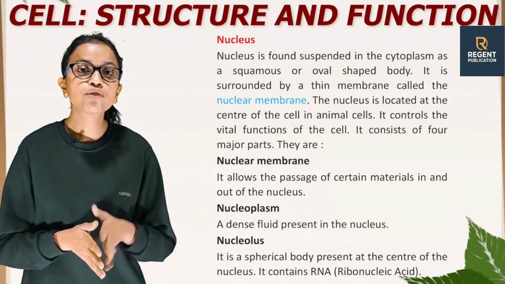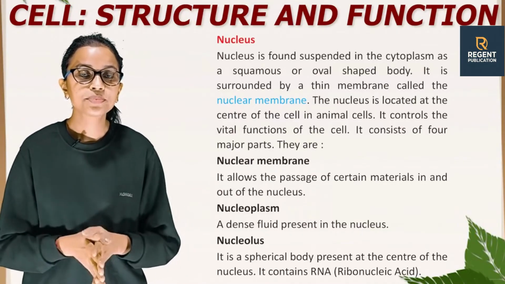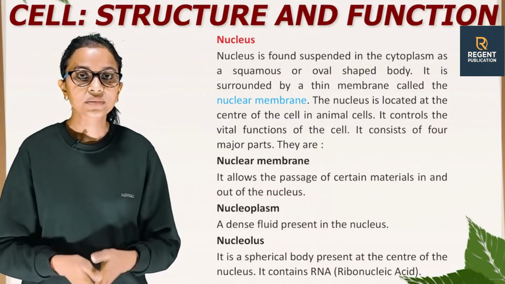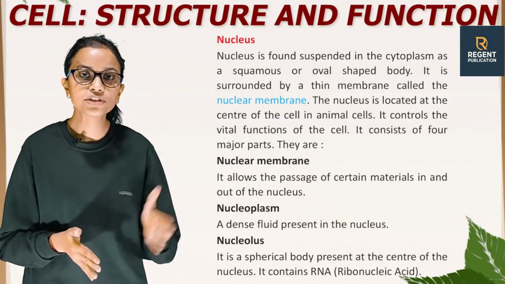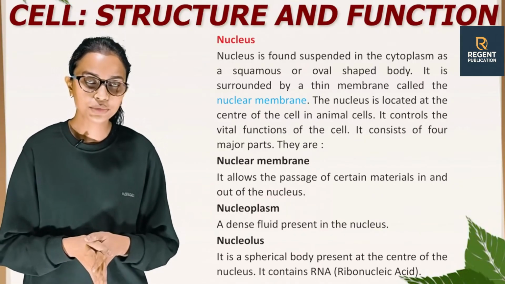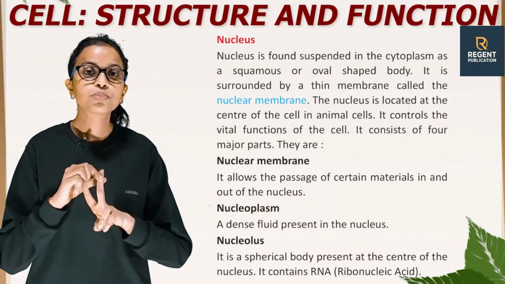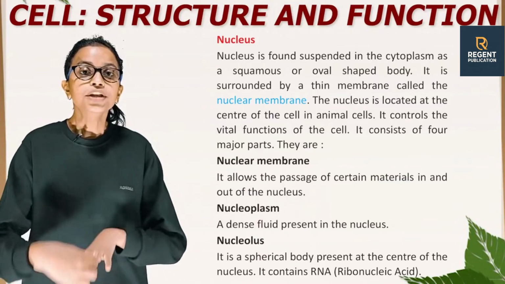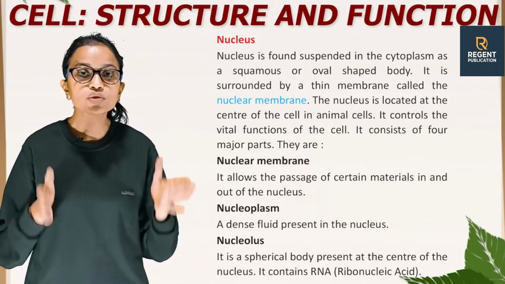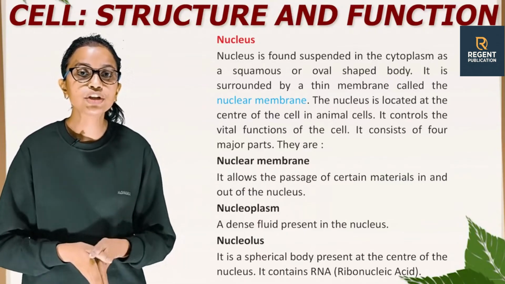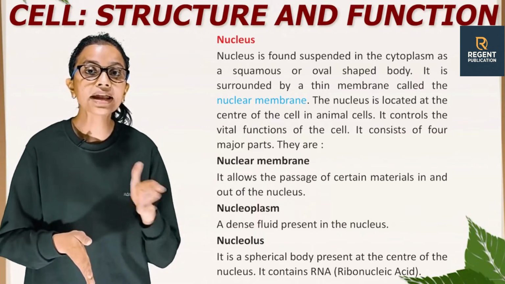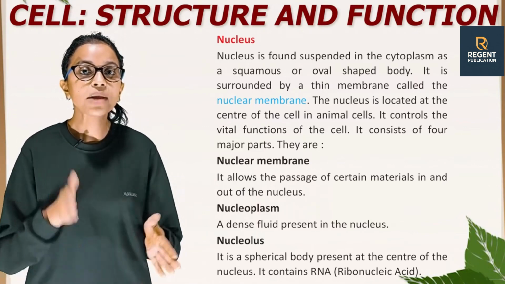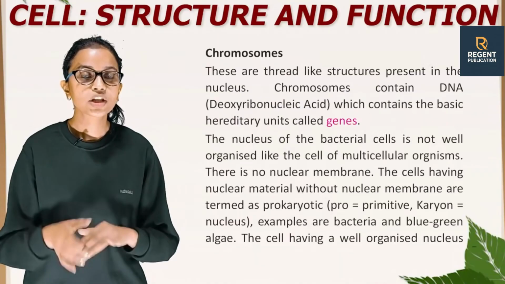It consists of 4 major parts. They are nuclear membrane. It allows the passage of certain materials in and out of the nucleus. Nucleoplasm, a dense fluid present in the nucleus. Nucleolus. It is a spherical body present at the center of the nucleus. It contains RNA, that is ribonucleic acid.